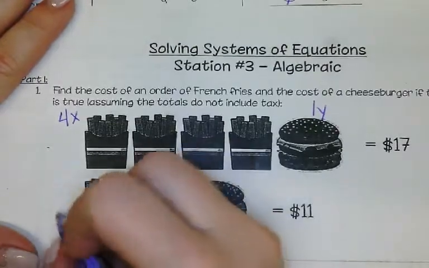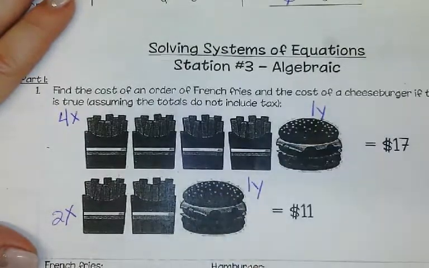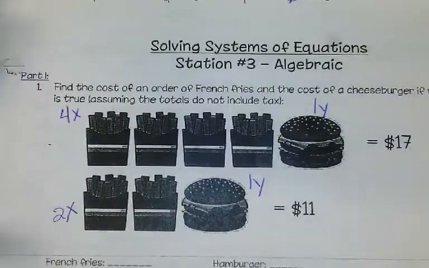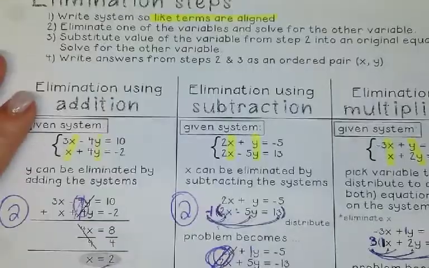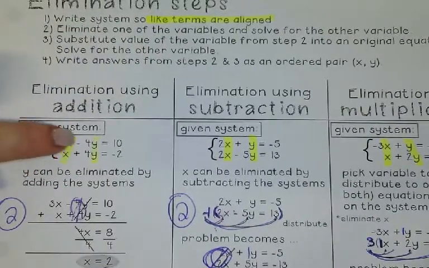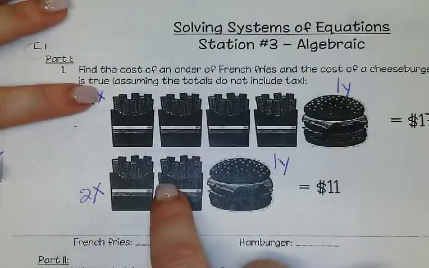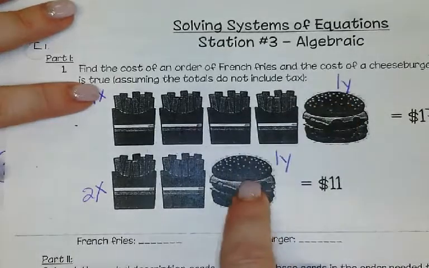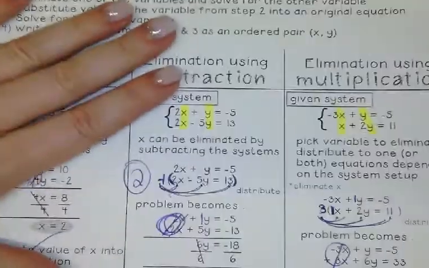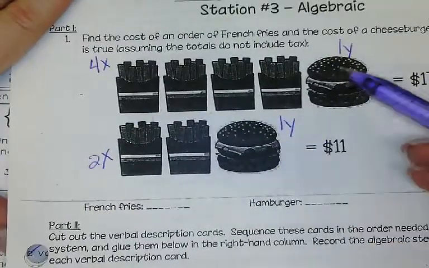If I buy 2 French fries, that would be 2x. And 1 cheeseburger, that would be 1y. So if I use my notes, I have to decide how I'm going to do this. I could eliminate using addition, but you can only do that if you already have opposites. Here I have a positive number of French fries and a positive number of French fries, positive number of cheeseburger, positive number of cheeseburger. So I can't use this way. So then I go to the subtraction way. Here I had the same number, 2 and 2. Well, I have the same number on my hamburgers, 1 on 1.